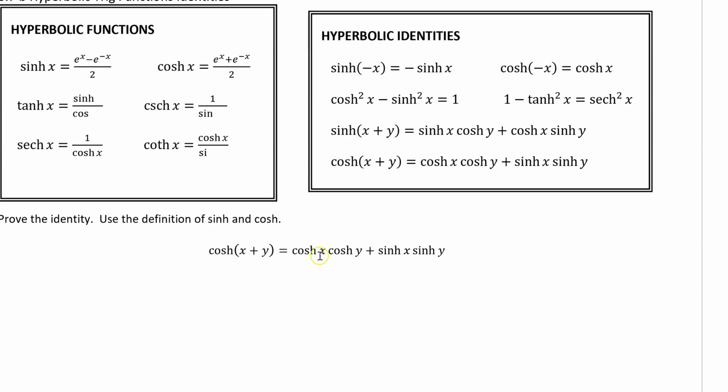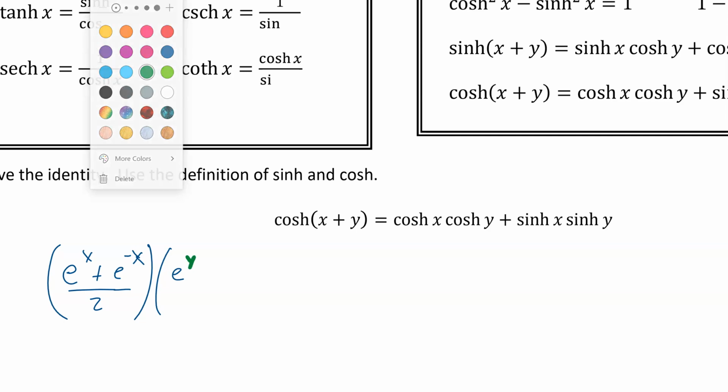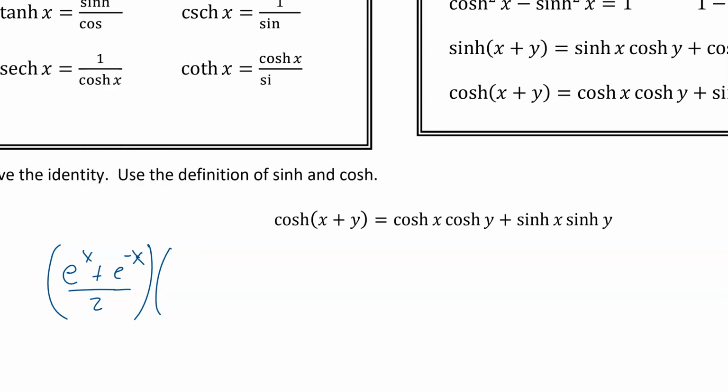So we're going to plug in x for cosh, y for cosh, x for sinh, and y, and then we're going to multiply them out. So we end up with e to the x plus, I'm going to zoom it in a little bit, e to the negative x over 2, and then we're going to multiply that by e to the y. I'm going to be very careful here, so I'm going to put that one in green so that we know it's y. Let me make this a little smaller. So e to the y plus e to the negative y over 2. All right, so that's our first one.